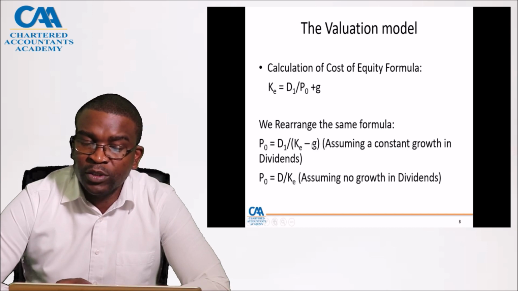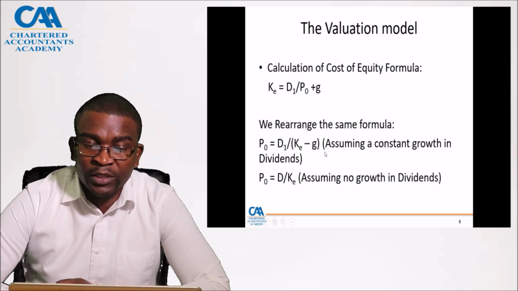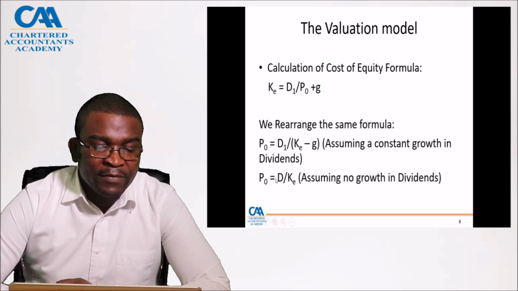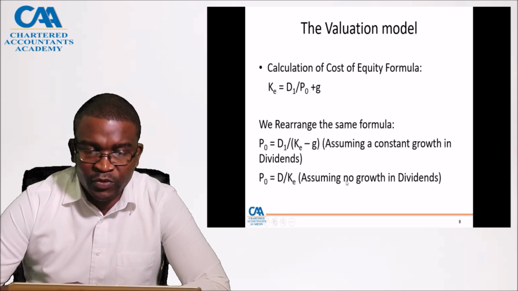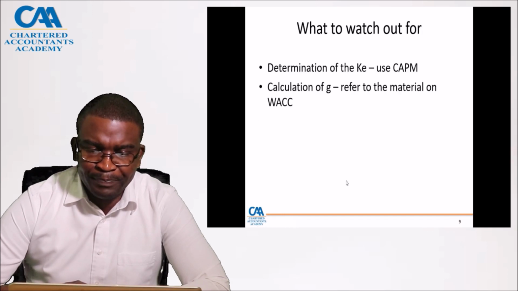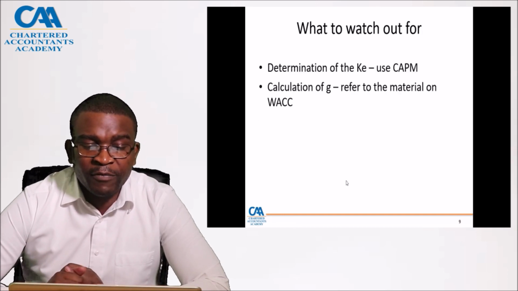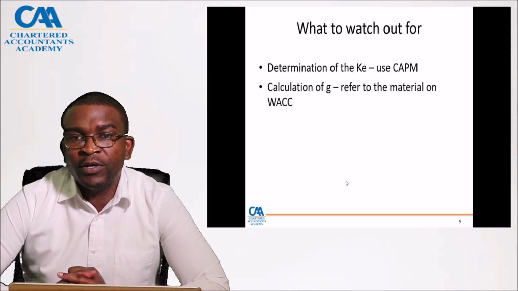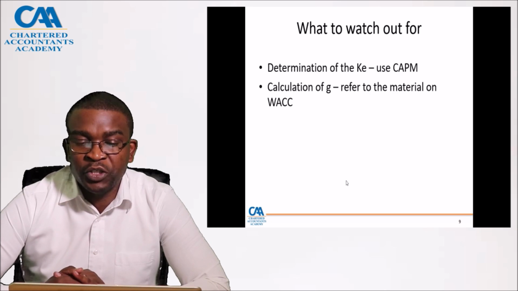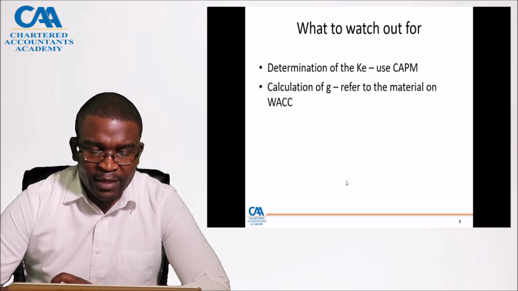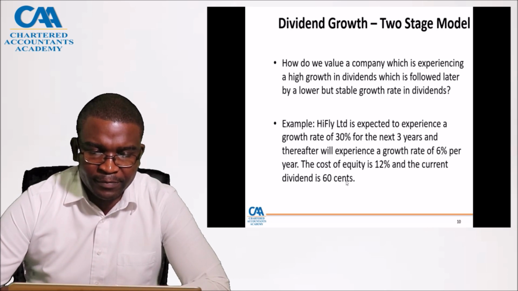Please go back to the models that we used to calculate G when we looked at cost of equity there. If there is no growth in dividends, it just becomes the dividend over KE. A very simple and straightforward method there. So how do you determine some of the inputs? We say cost of equity, you're likely going to use your CAPM approach to define your cost of equity, and your G, refer to material that we covered when we did work.